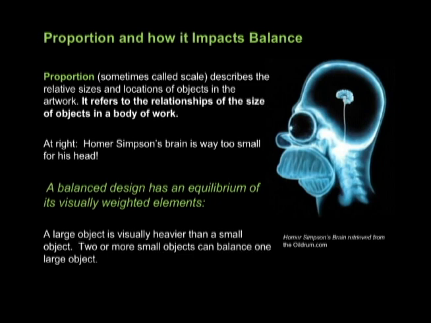Proportion, we also call it scale, describes the relative sizes and the locations of objects in an artwork or anywhere else, I suppose. So the relationships of the size of objects in a composition. So here we see that the brain seems to be too small for the head, out of proportion. A balanced design has an equilibrium of its visually weighted elements. Typically, large objects can be balanced by numerous small objects, so that a visually heavier object can be balanced by a collection of visually lighter ones.